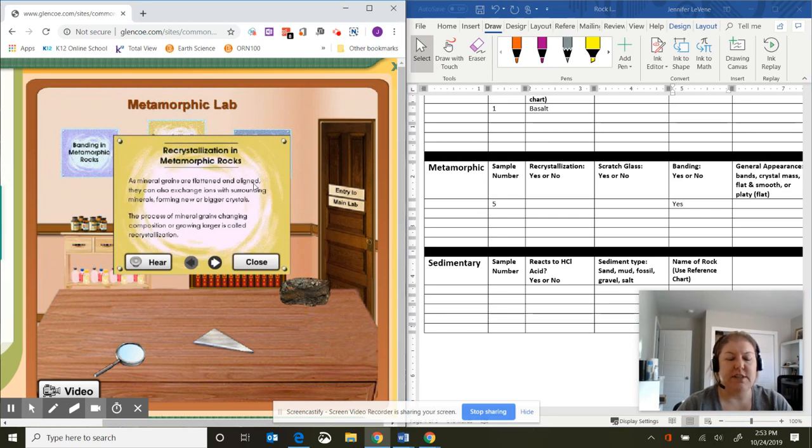Next thing, recrystallization. So mineral grains are flattened and aligned. They also exchange ions with surrounding materials, forming newer, bigger crystals. The process of mineral grains changing composition or growing larger is called recrystallization.